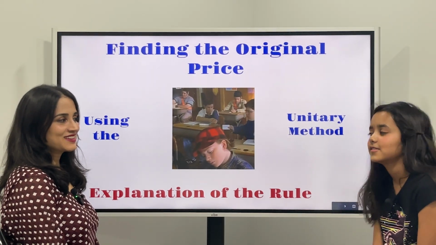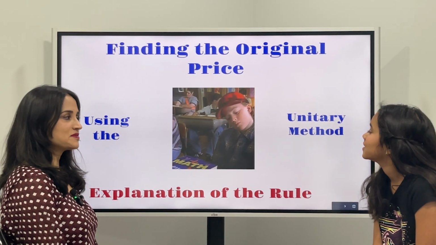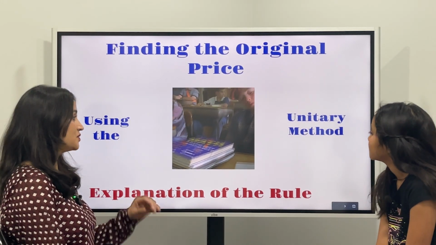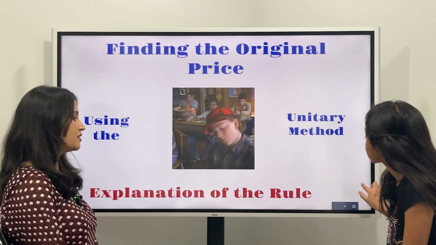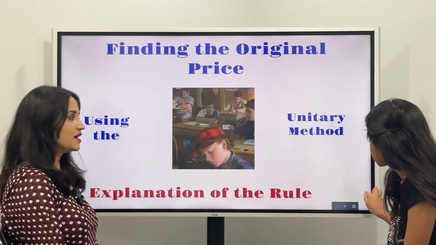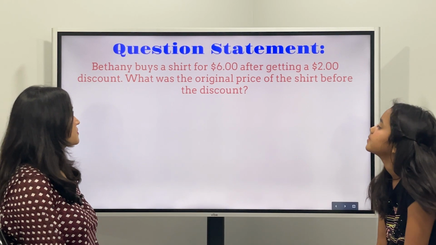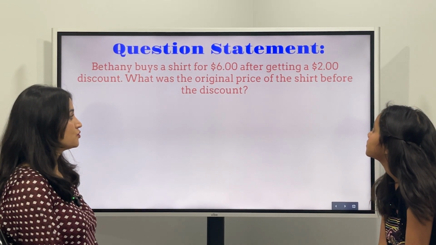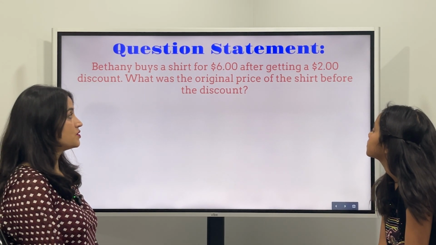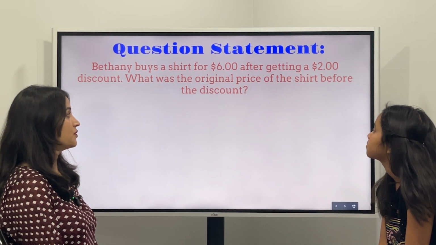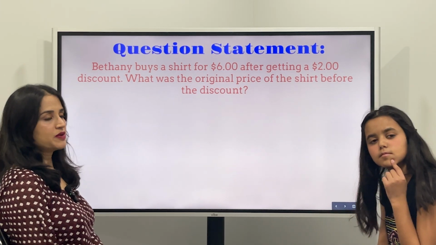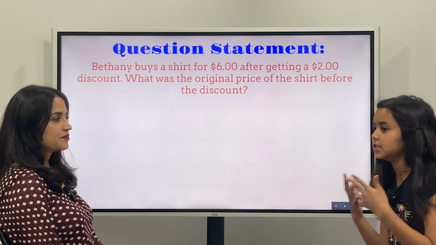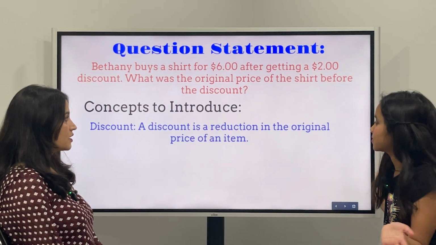In this video, we're going to talk about some math problems: finding the original price, using the unitary method and explaining the rules. So let's get started, Lina. Here is the question. Bethany buys a shirt for $6 after getting a $2 discount. What was the original price of the shirt before the discount? Let's find a method to do this so it'll be easier.